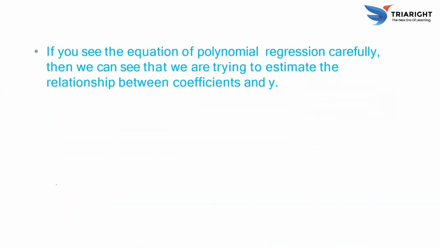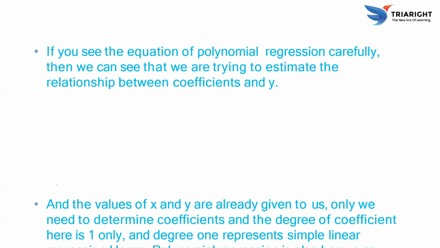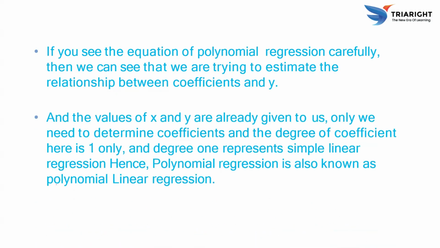If you see the equation of polynomial regression carefully, we are trying to estimate the relationship between the coefficients and y. The values of x and y are already given to us and we only need to determine the coefficients, and the degree of the coefficients here is 1 only, which represents linear regression. Hence, polynomial regression is also known as polynomial linear regression. I hope you understand the difference between polynomial and linear. Linear forms a straight line and polynomial forms a curved line. There is a little change in the formula, and the remaining code is the same.